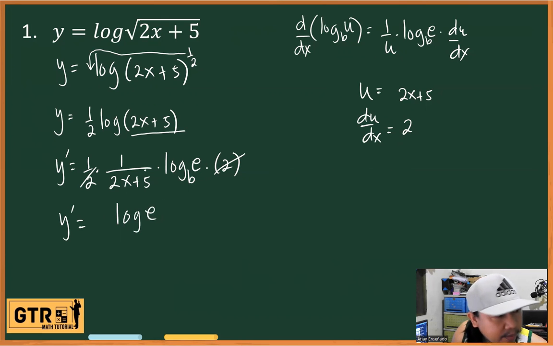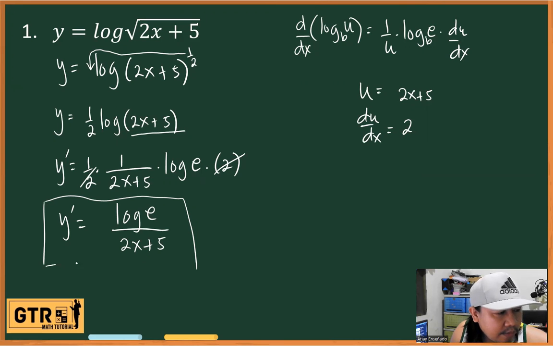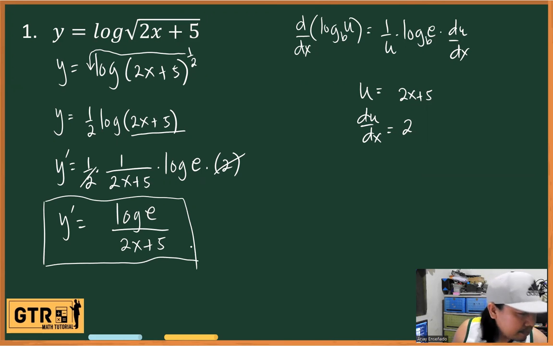So we don't have b. We don't have a base here. The base is 10. Okay, so we remove the b. The b is equal to 10. So we have logarithm of e over 2x plus 5. So this is the final answer. Logarithm of e over 2x plus 5.